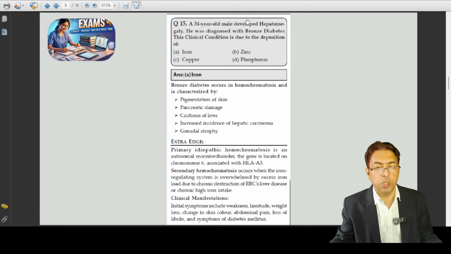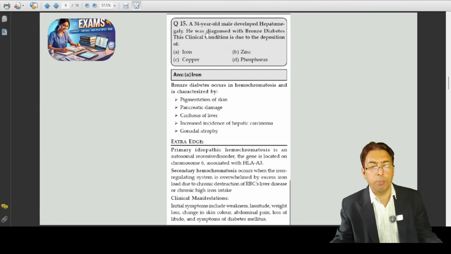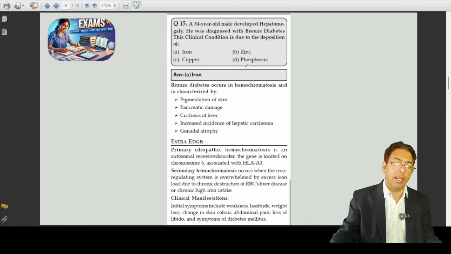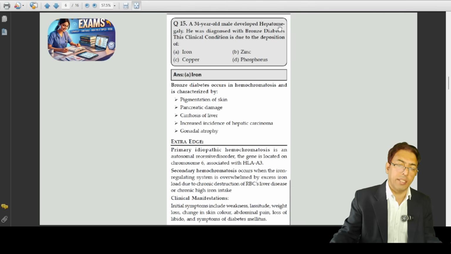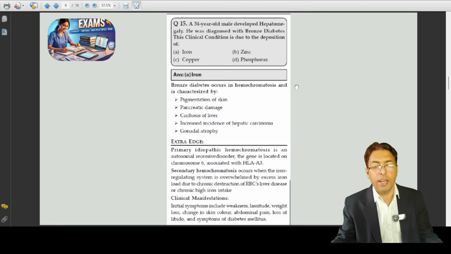Now, a 34-year-old male developed hepatomegaly. He was diagnosed with bronze diabetes. The clinical condition is due to deposition of iron, zinc, copper, phosphorus. A clinical-based question which tests your ability to know what bronze diabetes is. As far as iron is concerned, iron can get abnormally deposited in a condition called hemochromatosis, and there will be pigmentation of the skin, pancreatic damage, cirrhosis of the liver, and increased chances of hepatocellular carcinoma and gonadal atrophy. So you know hemochromatosis, primary and secondary.